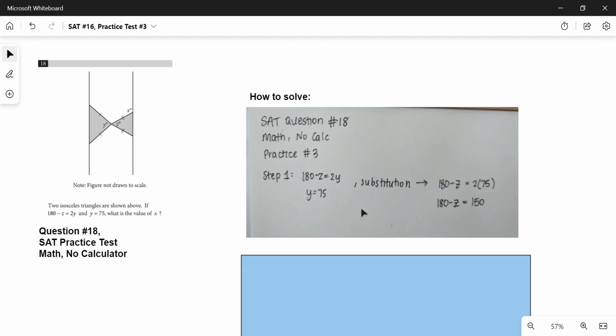So step 1. You have 180 minus z equals 2y, and y equals 75. Both are given. So we're going to use a little bit of substitution and put y equals 75 into the 2y. That gives you 180 minus z equals 2 times 75. 2 times 75 equals 150. So you get 180 minus z equals 150.